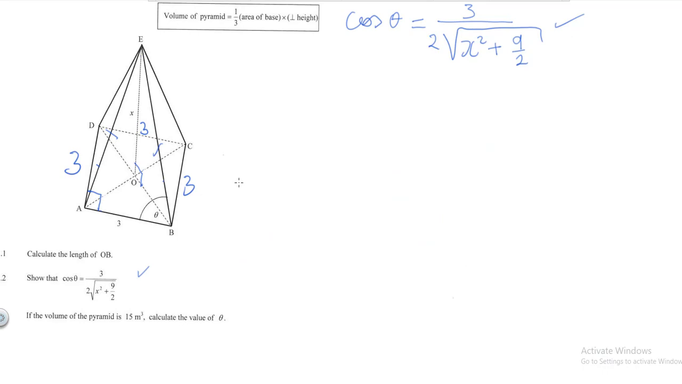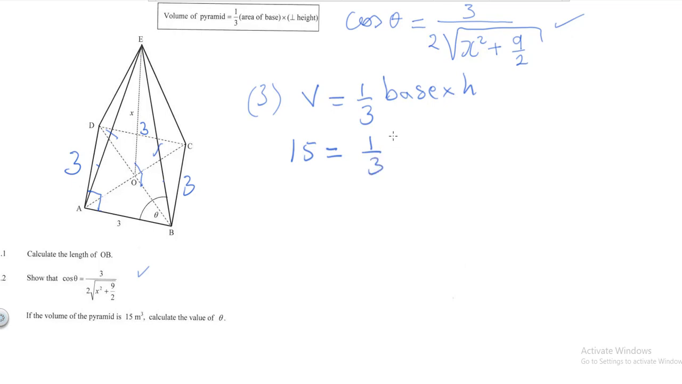Now, we want to calculate, if the volume of the pyramid is 15 meter cube, calculate the value of theta. So remember, cos theta is this, okay? But it's written in terms of x. Now let's go just straight to the formula. The formula says volume, this is question number 3. Volume is equal to 1 over 3 base times the height. So what is the volume? It's 15.